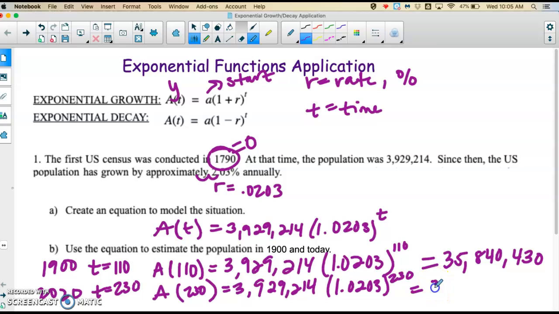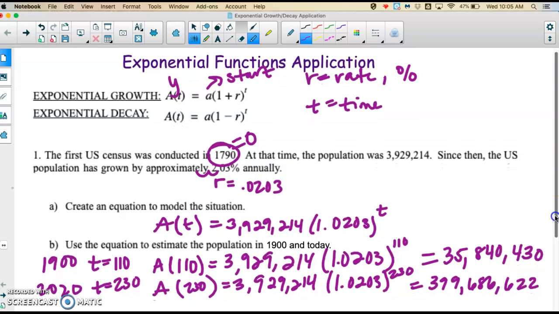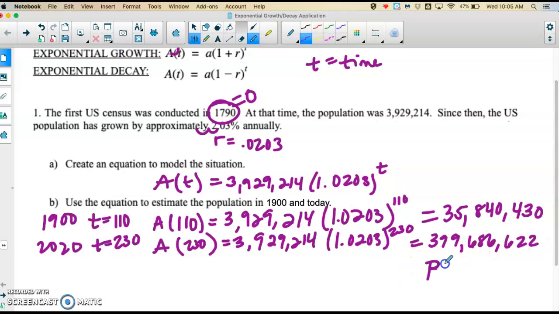Here, I was getting my commas wrong. This is what I got. And then you can also label this as people. So when you're doing these word problems, we have to have people in there as well. Okay? All right, let's do another example.